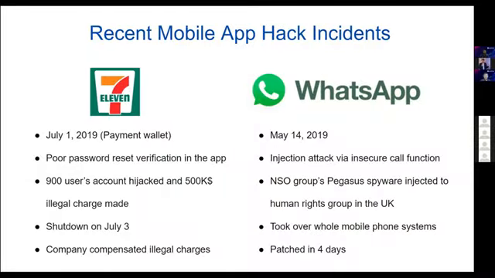And WhatsApp in 2019 was one of the biggest hacking incidents on a mobile application. It was made on May 14, 2019. The attack vector was an injection attack via an insecure call function on WhatsApp. The injected malware was NSO Group's Pegasus spyware. And the thing is that the spyware was injected into a human rights group in the UK.